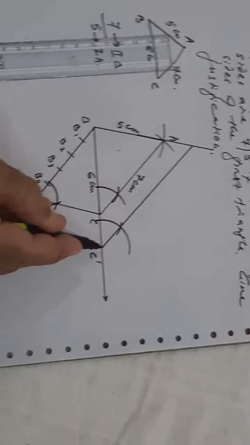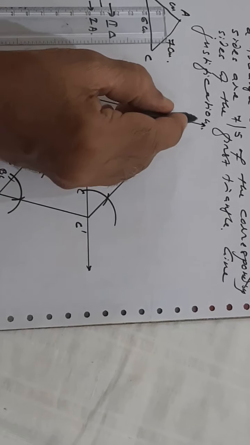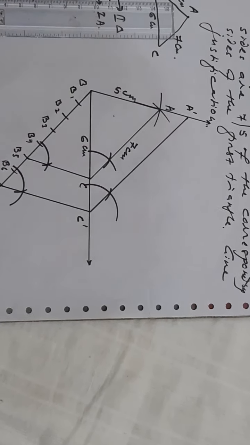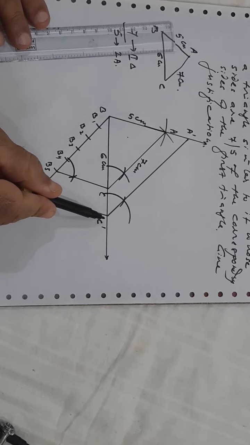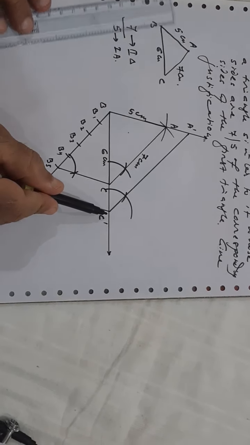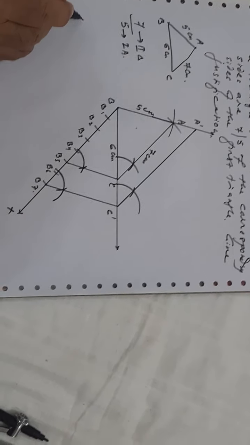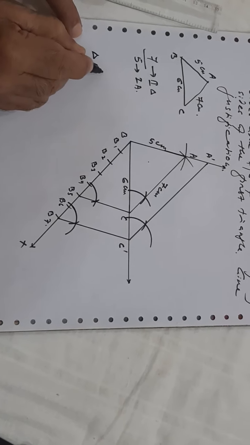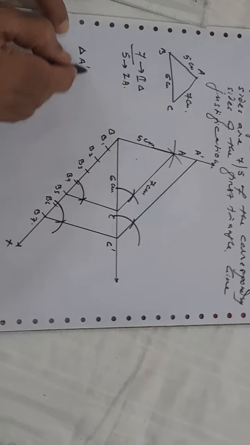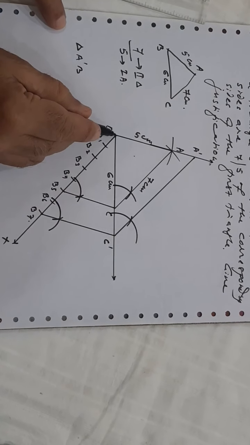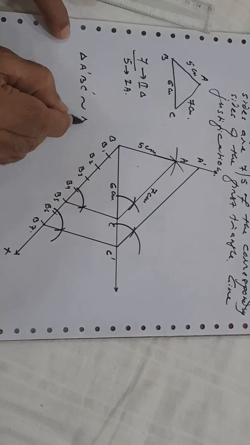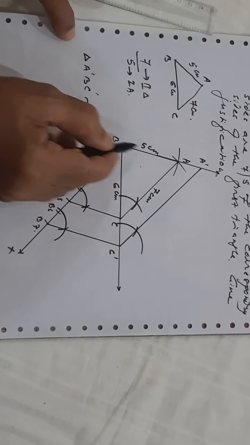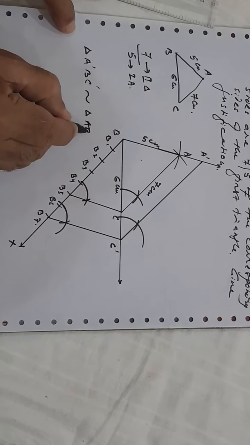So this C dash, now we'll label it as A dash. So triangle A dash B C dash is the required triangle. Here you will find that triangle A dash B C dash is similar to triangle ABC, that is the original triangle.